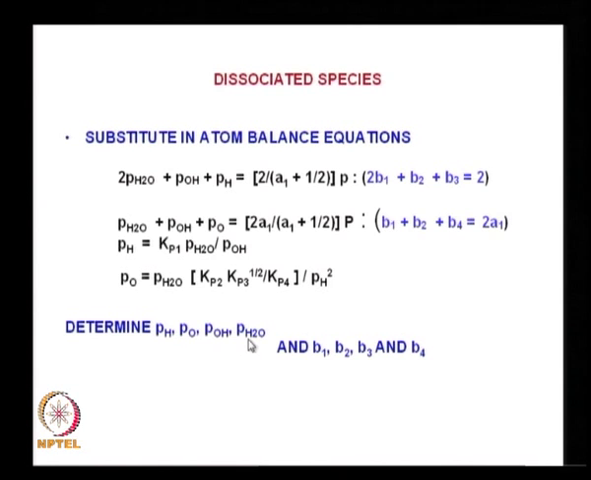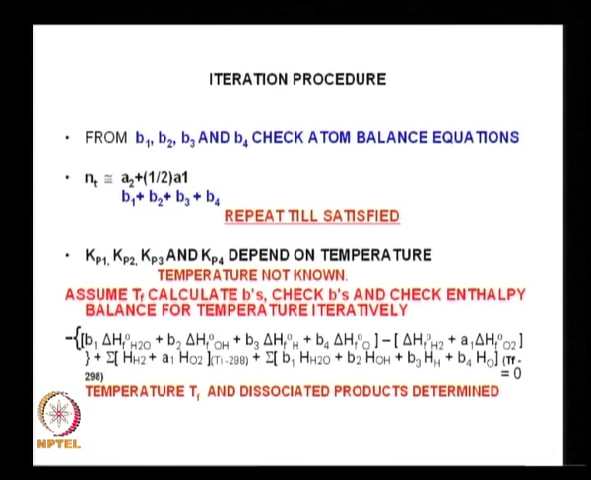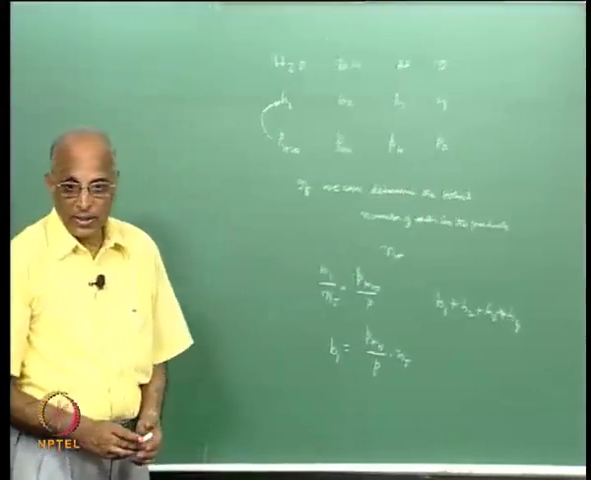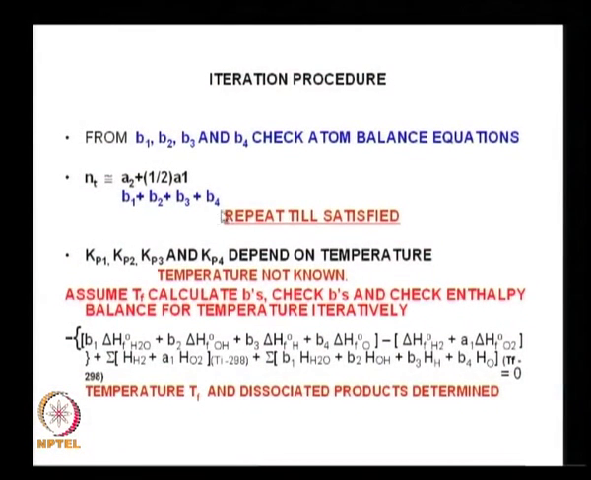Mind you, the equations are not linear, but we can always use some scheme like the Newton-Raphson scheme to solve this, and it can be solved very easily. Once we determine the value of pH, I must go back and determine the values of B1, B2, B3, B4. What do I do? I go back and substitute it again in the equations for B1, B2, B3, B4, which we have here, and now I get the values of B1, B2, B3, B4. That means I know the number of moles of H2O(g), of OH, of H, and the number of moles B4 of O.